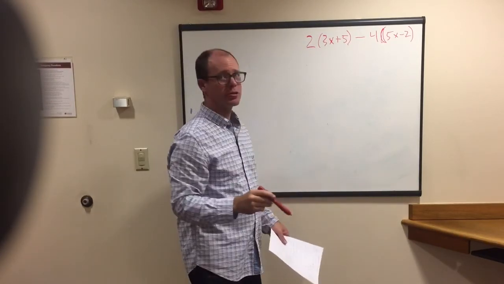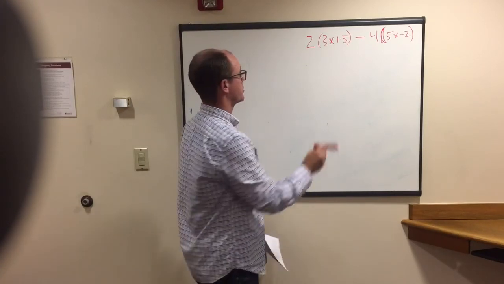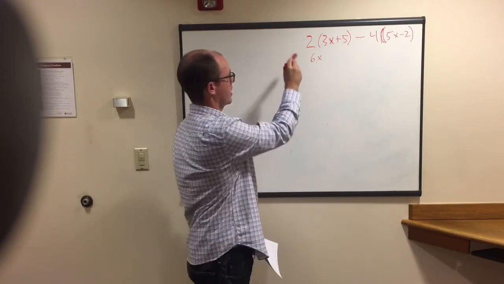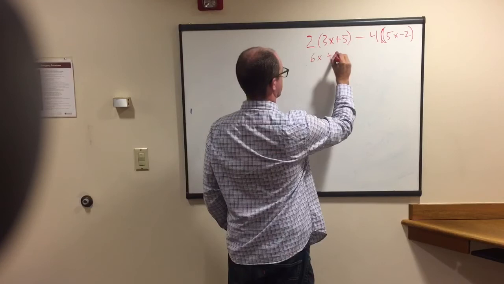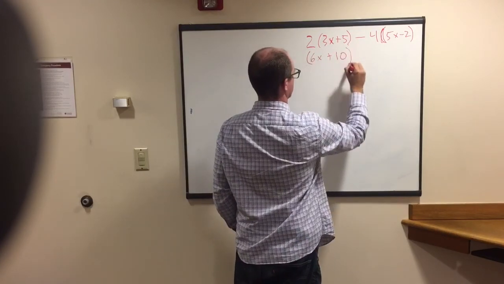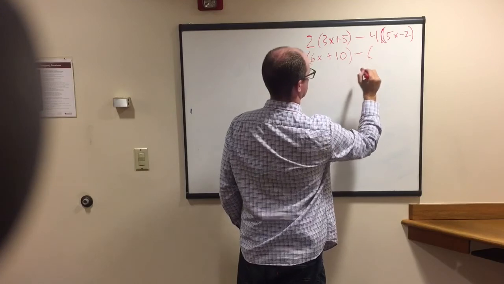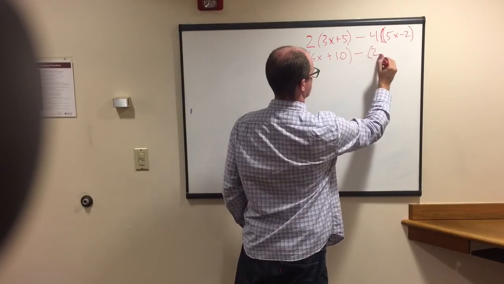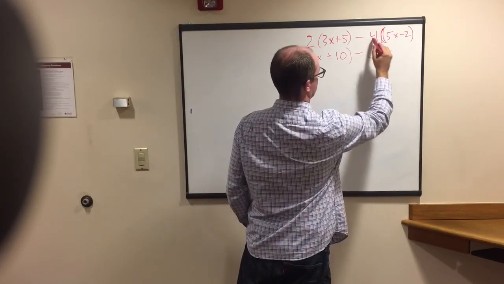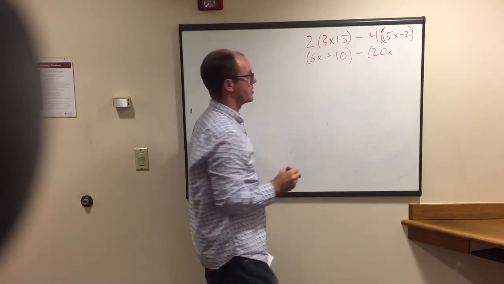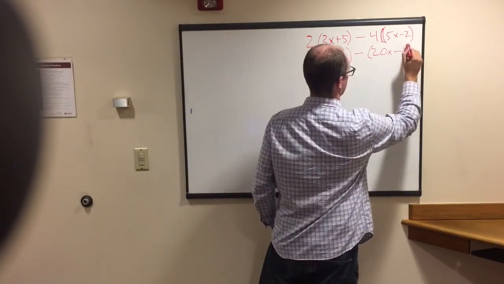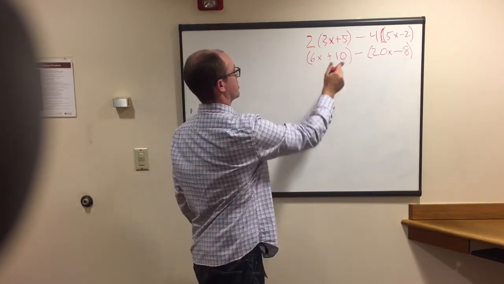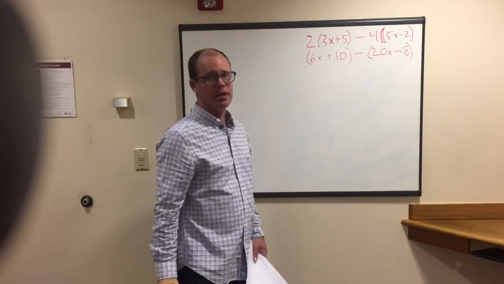So the first thing we want to do is use our distributive property, which means we'll multiply 2 times 3x, which is 6x, and 2 times 5, which is 10. So we have 6x plus 10 now, minus. Do the same thing over here, 4 times 5x, which is 20x, and 4 times negative 2, which is negative 8. So we have 20x minus 8. So now our expression reads 6x plus 10 minus 20x minus 8.